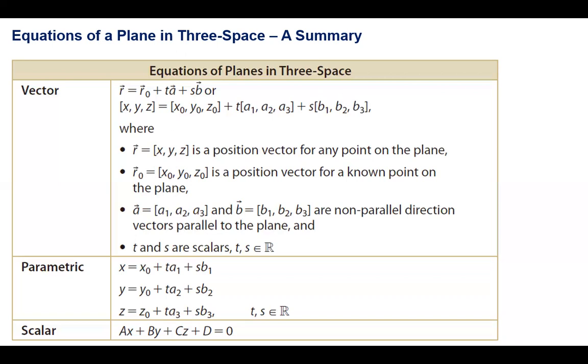Okay, the scalar equation of a plane can be represented as ax plus by plus cz plus d equals 0, where the uppercase A, B, C, and D are coefficients. All of the 4 coefficients belong to the real number set. Okay, so there are 3 types of equations for a plane in 3 space. I hope you are able to write each of them using given information, okay?